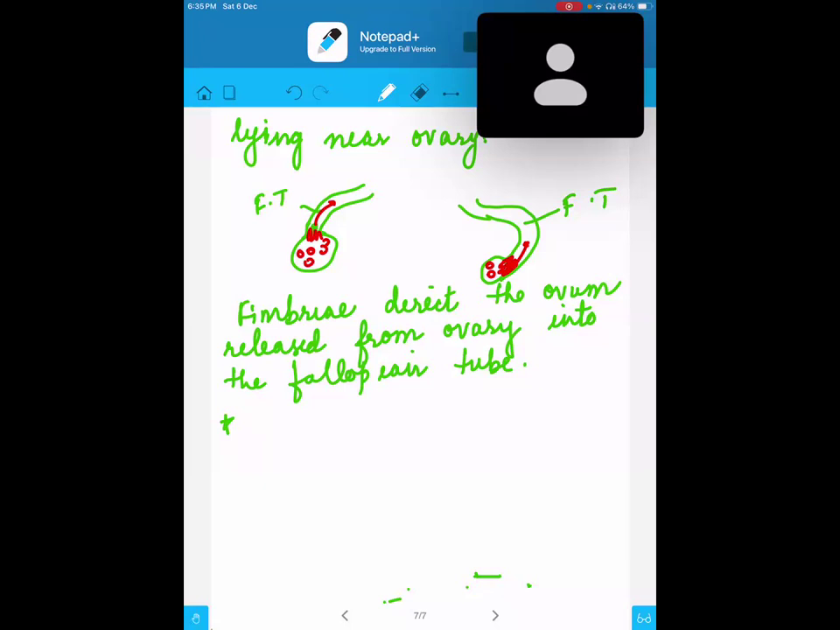Now, as I told you, the fallopian tube is also called the oviduct. In this fallopian tube, the main function which happens is fertilization. Learn this part. Can you read the sentence from below after the dash? Fimbriae direct the ovum released from the ovary into the fallopian tube. In simple language, they help the eggs to move out of the ovary into the fallopian tube. So eggs from the ovary can move out easily into the fallopian tube because of the fimbriae.